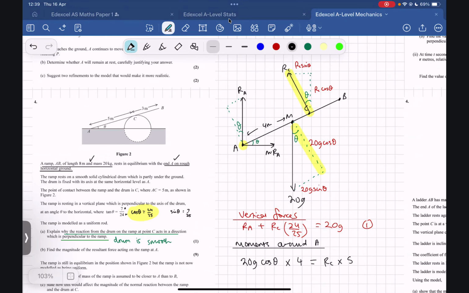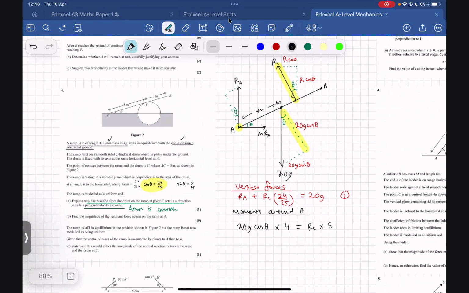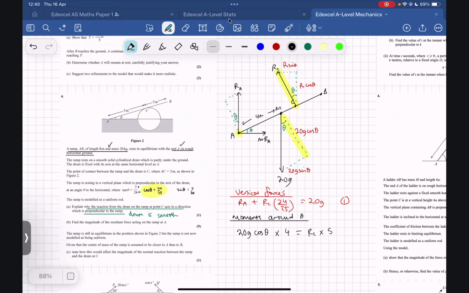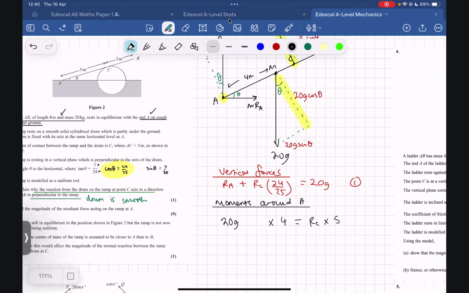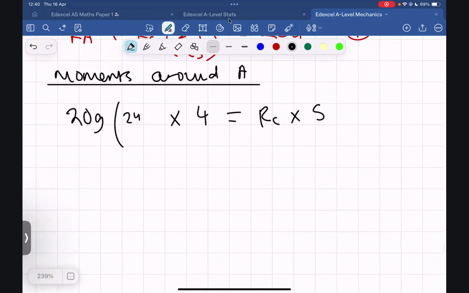Okay. Any questions? No. And you get why we didn't do RC cos, we just did RC? You understand? Yes, because they have to be perpendicular. Perfect. Cos theta again is 24 over 25, so I'm just going to solve this. I only have one unknown, which is good.